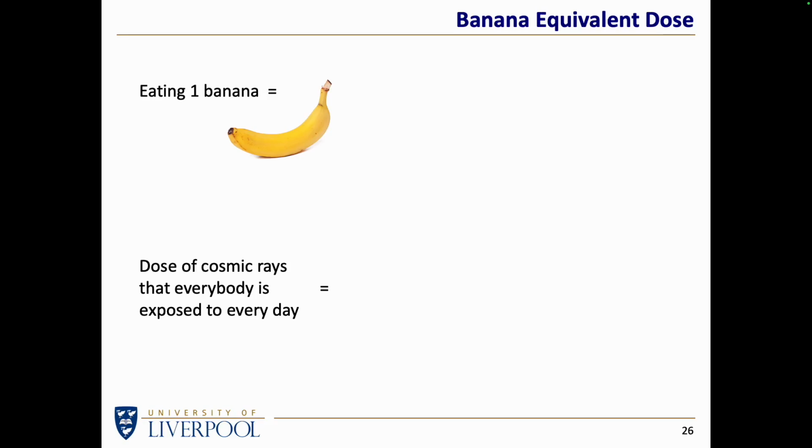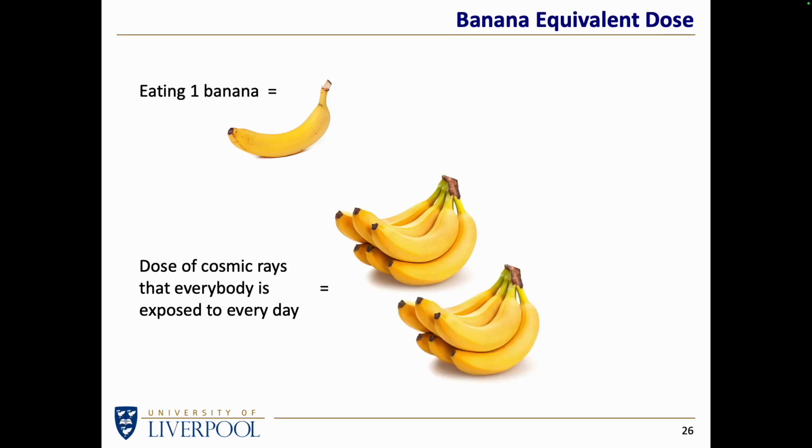What is your dose of cosmic rays that everybody is exposed to, no matter whether you're in the top floor, the ground floor, in a house? It doesn't really matter how thick the roof is. Everybody will be exposed to cosmic rays. And in terms of the banana equivalent dose, your dose of cosmic rays is roughly equivalent to 2 hands of bananas.